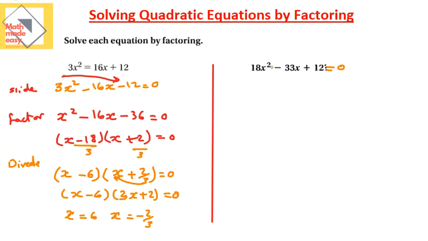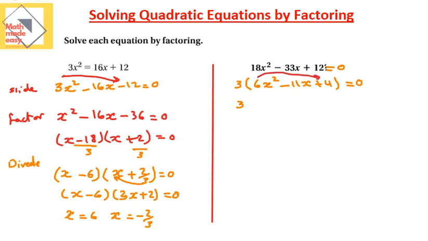I have 18x squared minus 33x plus 12. All of them are divisible by 3, so I can take 3 as a common factor. I am left with 6x squared minus 11x plus 4 equal to 0. Now, I'm going to ignore the 3 completely and work in this part here. What am I going to do? I'm going to do what I did a minute ago. I am going to use slide, factor, divide.